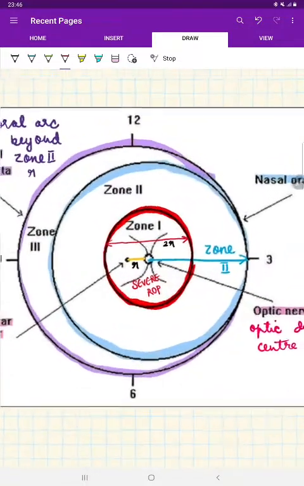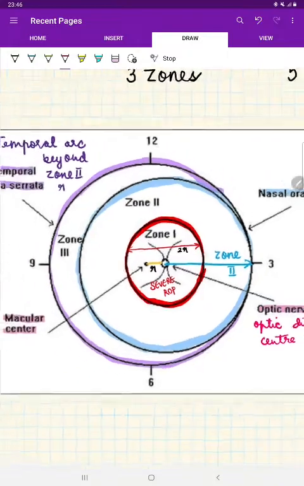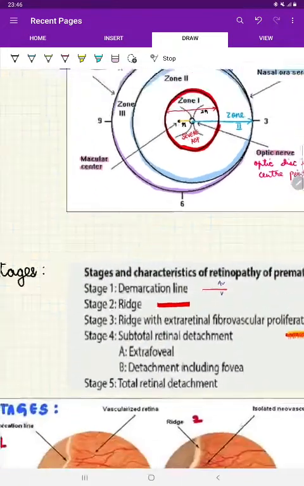Why it is important to remember this is that any pathological changes happening in zone 1 is called severe ROP. Now this is important. Next, coming to the stages.